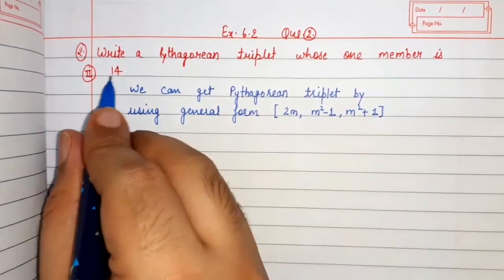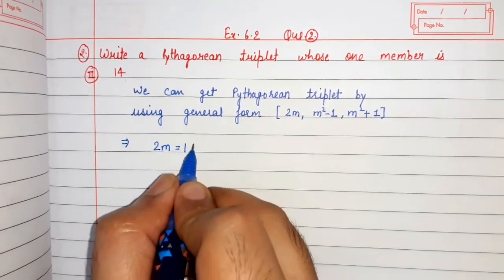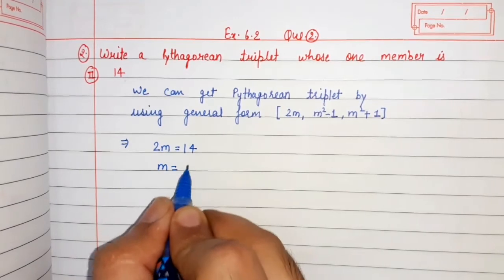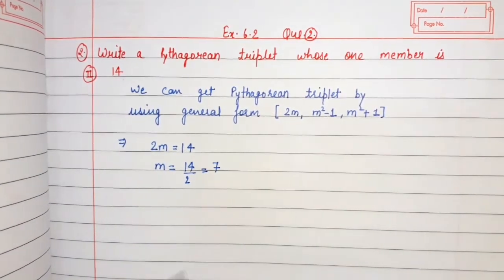So first number is given, 14. So let's take 2m is equals to 14. Value of m is equals to 14 upon 2. The answer is 7.